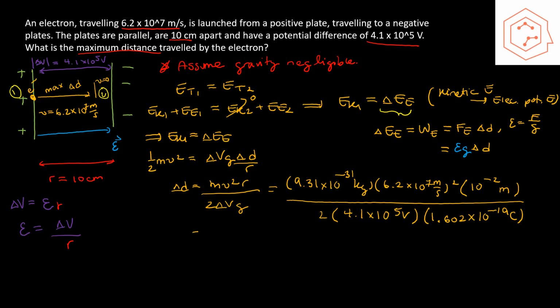And if you plug that into your calculator, you'll get an answer of 1.09 times 10 to the negative 4 meters, which is also equal to 1.09 times 10 to the negative 2 centimeters.